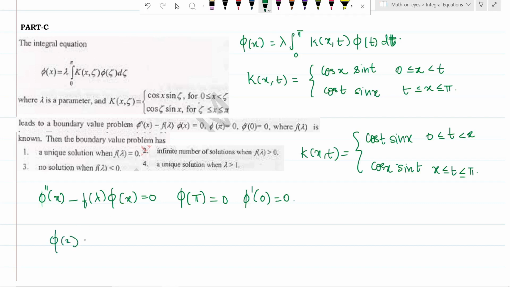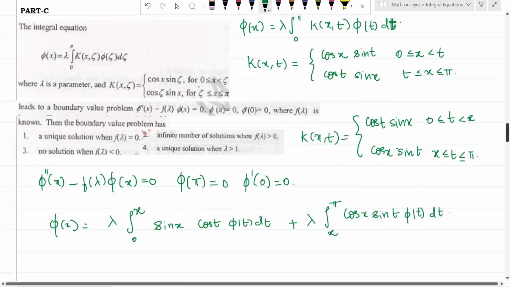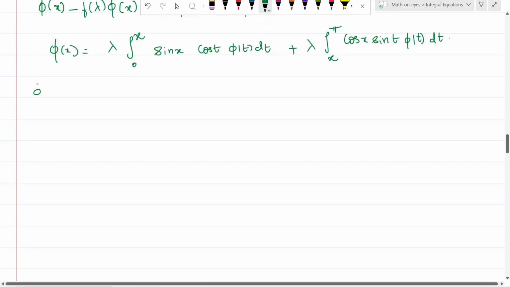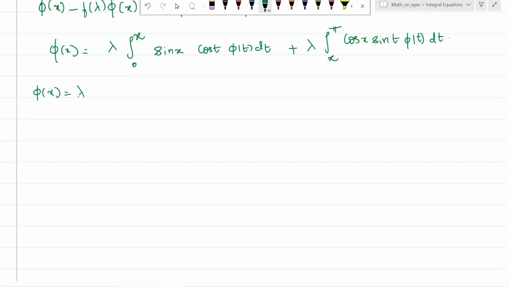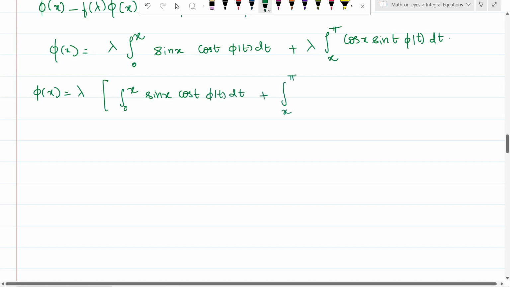Here phi of x is equal to lambda times integral 0 to x. So t varying from 0 to x, we have to consider sin x into cos t. So we will have sin x cos t into phi of t dt, and then plus lambda times integral x to pi cos x into sin t. So cos x sin t phi of t dt. This is equal to phi of x is equal to, take out lambda completely, integral 0 to x sin x cos t phi of t dt plus integral x to pi cos x sin t phi of t dt.